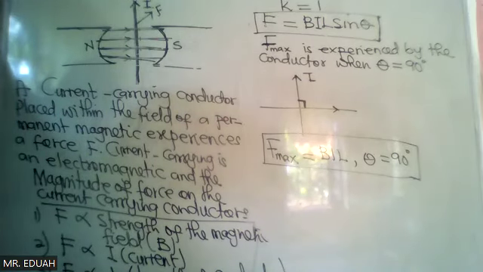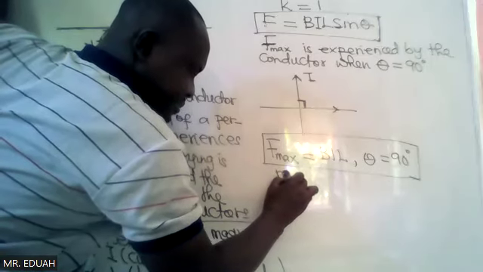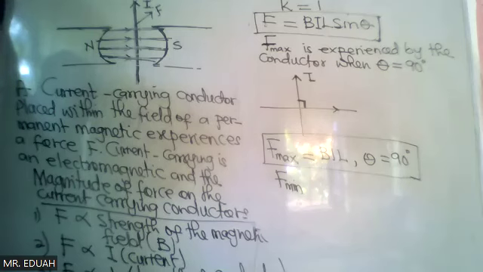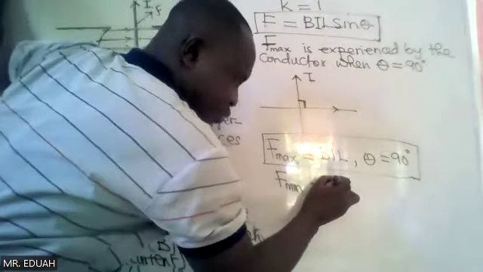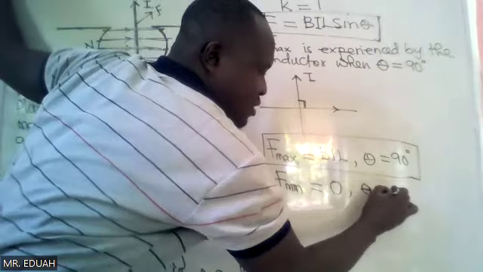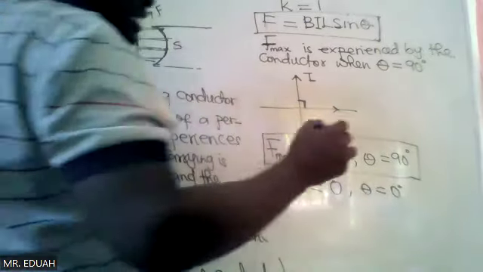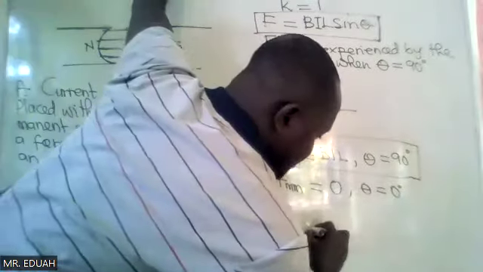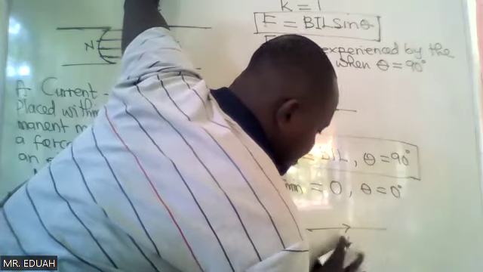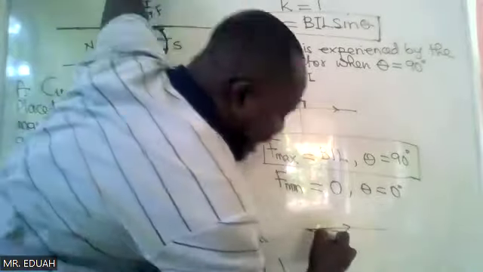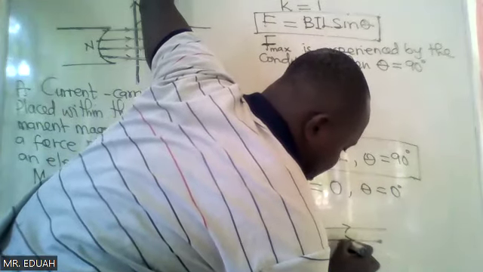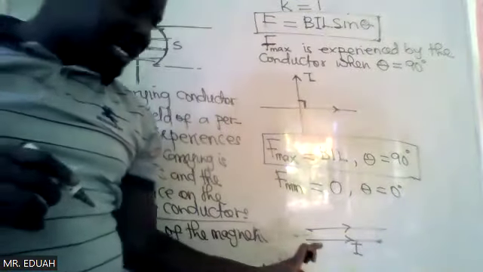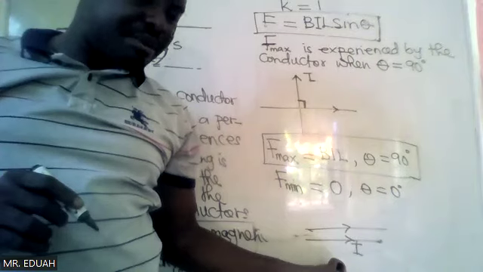Now for minimum force, F minimum, theta must be equal to 0. This is because when theta is 0, the force is 0. So minimum force on the conductor is equal to 0, and that occurs when theta is equal to 0 degrees. If this is the magnetic field, and the current carrying conductor, I, also lies parallel to the magnetic field, when two lines are parallel, the angle between them is 0.